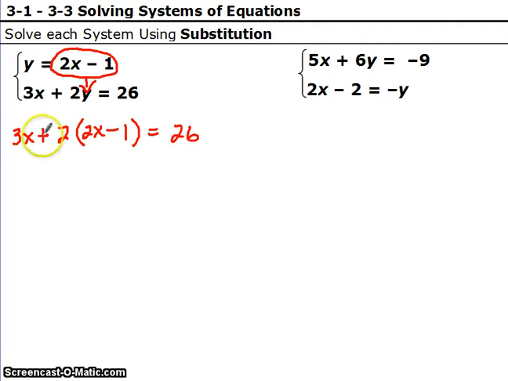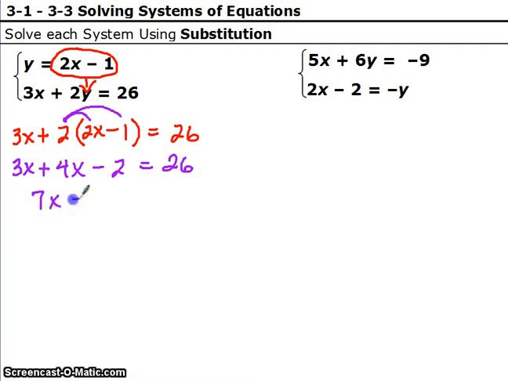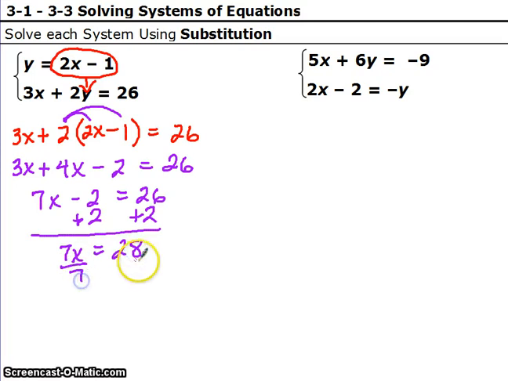The reason this method works is because now our equation only has one variable. It's only x. There are two x's, but they're both x. So we can combine like terms and get this to where we can solve it for x. And once we know x, we plug it back in and we find y. All right, so solve for x. We need to distribute the 2. So that's 3x plus 4x minus 2 equals 26. 3x plus 4x is 7x minus 2 equals 26. I need to add 2 to cancel that out. 7x equals 28, and divide by 7.